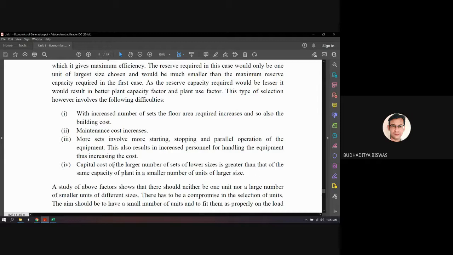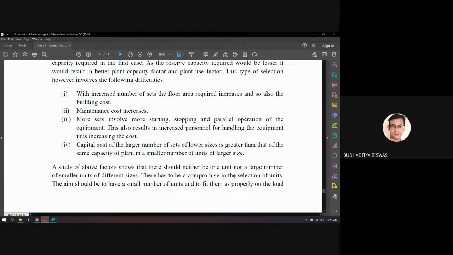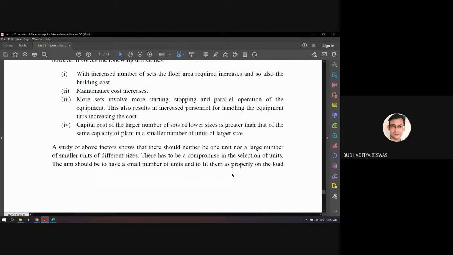The last one is that the capital cost of a larger number of sets of lower sizes is greater than that of the same plant capacity in a smaller number of units of larger size. So obviously, if we just installed one single unit of 110 megawatt compared to 11 units each having 10 megawatts, in the first case the capital cost is low compared to the second one, because these are also very sophisticated instruments. So the price difference is not very high. Whatever be the generating capacity, the price difference between a 100 megawatt alternator and a 10 megawatt alternator is not very high. Okay, so the capital cost increases in the second case.